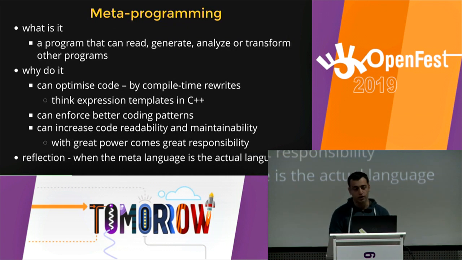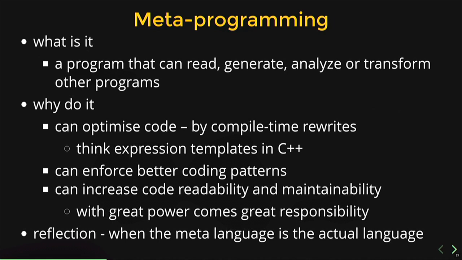So a little bit about metaprogramming. The idea behind it is that metaprogramming is when you actually write a program which reads, generates, analyzes, or transforms other programs. And the idea why we'd want to do it is basically one reason is to optimize code. For example, to have some compile time rewrites. In C++, this is done with expression templates. We can also enforce better coding patterns. And usually we can really increase code readability and maintainability.